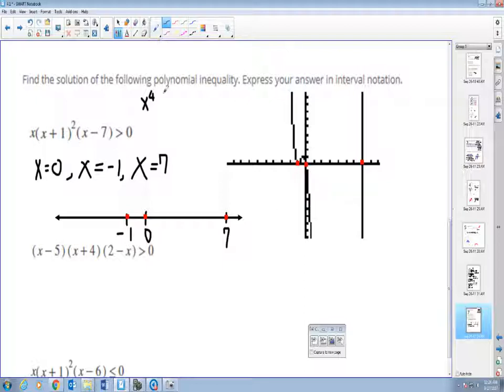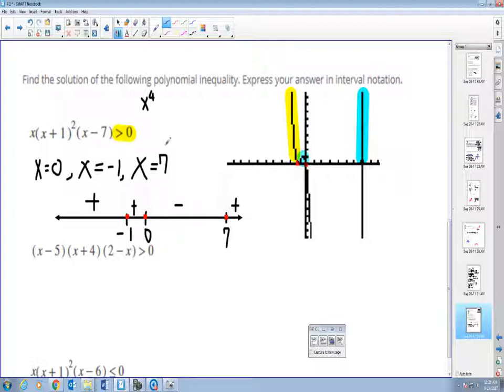Greater than 0 means above the x-axis. So where is this graph above the x-axis? To the left side of -1, between 0 and 1, and to the right side of x equal to 7. So whenever you need to do any indication of positive, negative, that's what that means. Positive y value means it's above the x-axis. Between 0 and 7, you see the graph is below the x-axis, that's a negative value there for y.